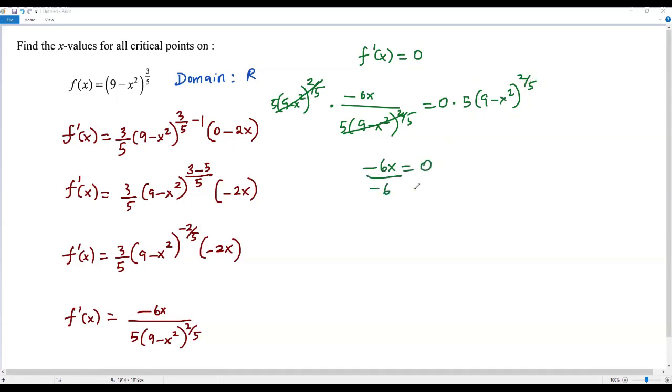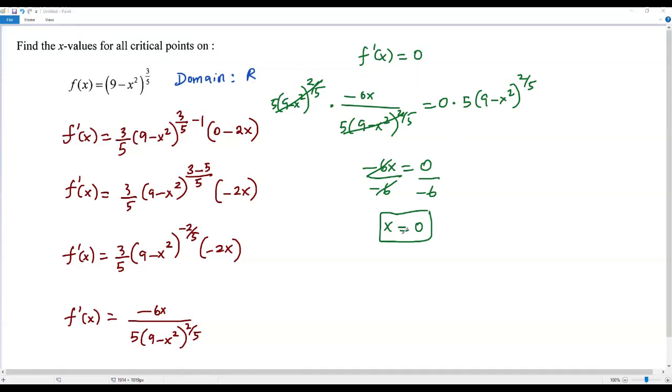Now I divide both sides by 6. So when I do so, this 6 and 6 will cancel. I'm getting x equals 0 divided by anything, which is 0. So when I equate the first derivative, that is f prime of x, to 0, I'm getting x equals 0. So this is the value of x at a critical point.